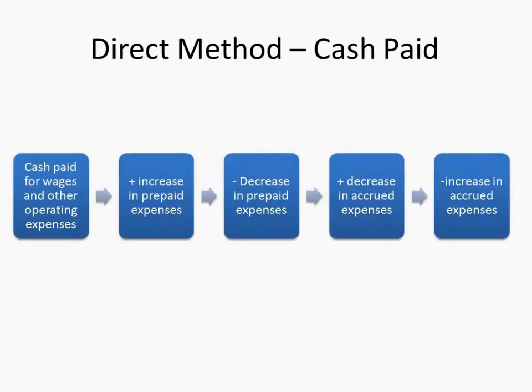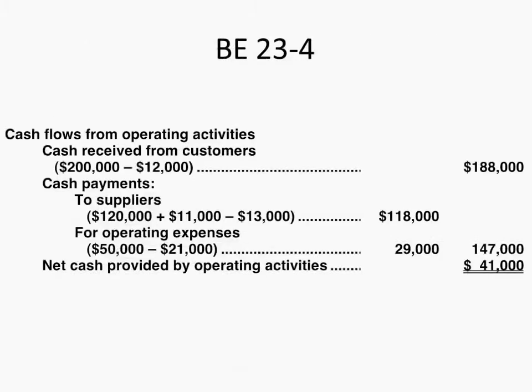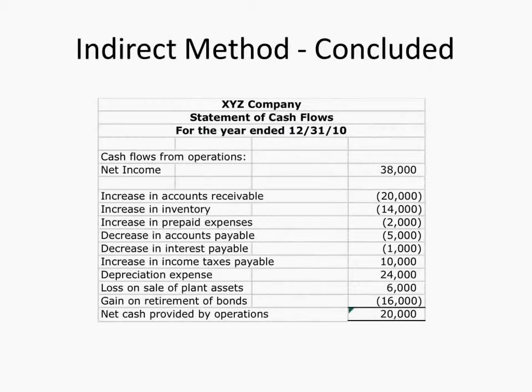So here, depreciation expense was subtracted, so we have to add it back. We have to just remove them. The loss was subtracted from the net income, we have to add it back. The gain was added, so we have to subtract it. So you're removing the non-cash items.